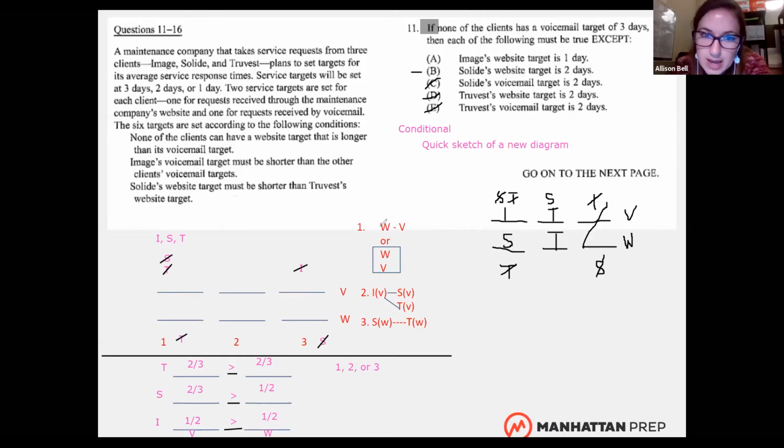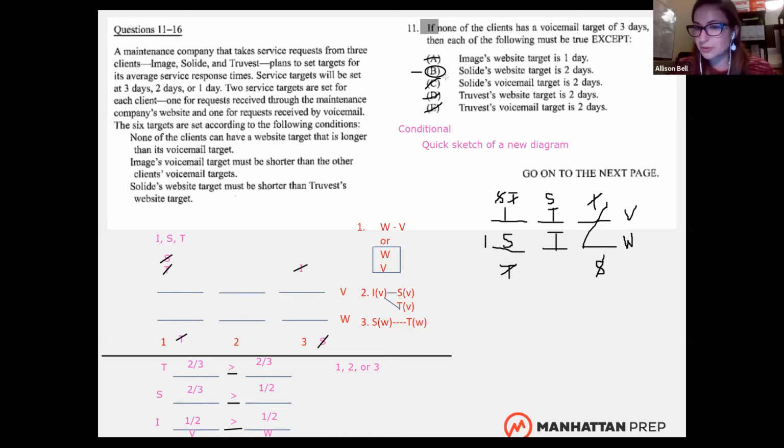So the last rule that I have is that the website has to be before the voicemail or at the same time. And I's voicemail is at 1. So I's website is also going to have to be at 1. So that does have to be true. And my initial instinct that B was my correct answer turns out to be right. B is the correct answer. Let me know if you have any questions about that.